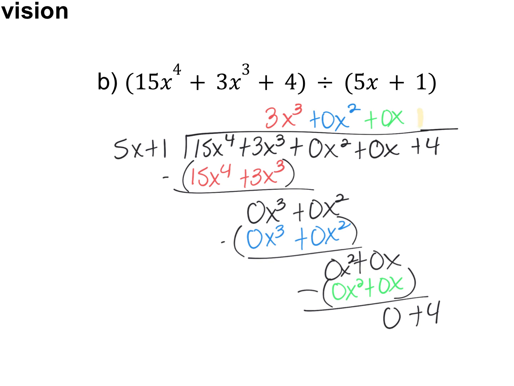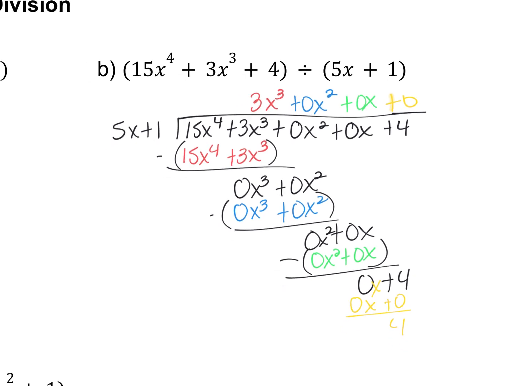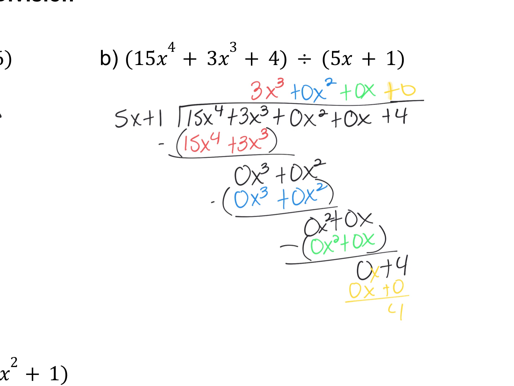Oops, sorry, I'm in the wrong color. So plus 0, 0, I forgot an x there, plus 0. So your remainder is 4. That looks bad with all those 0 x's and stuff, so let's clean it up. We only have 3x cubed, that's it, plus good old 4 over 5x plus 1.